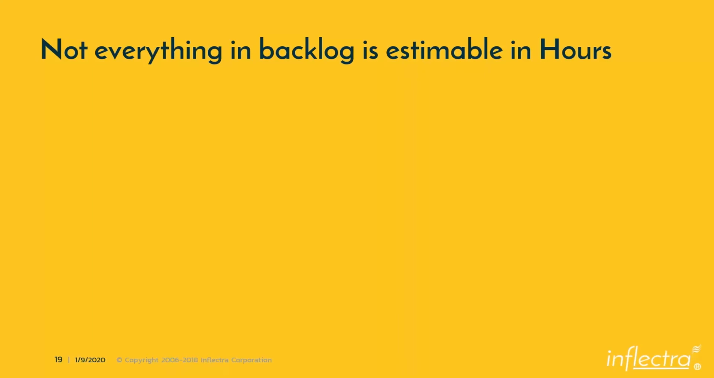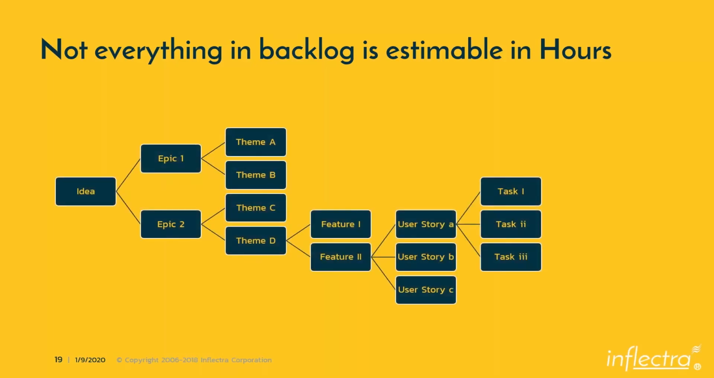And not everything in the backlog is estimable in hours. When people are trying to estimate everything in hours, you have to understand that not everything will be at an appropriate level for estimation. So the backlog again goes by the D property, right? When you look at this, you have an idea. That idea may not be completely fleshed out, and so you start dividing it into multiple epics, and then you divide them into different themes, and then from the themes you are getting the appropriate features that you want to develop. The features get broken into user stories, and the user stories get broken into tasks. That's how the structure looks.